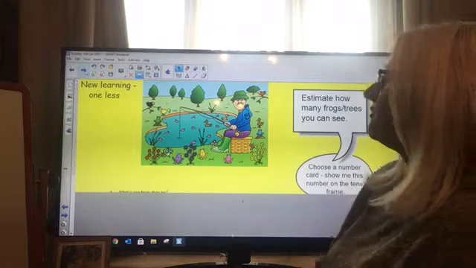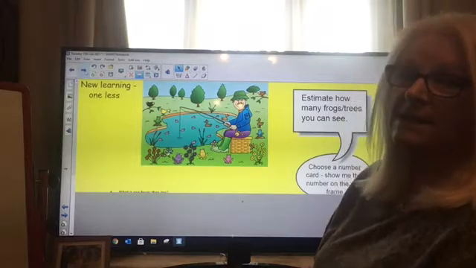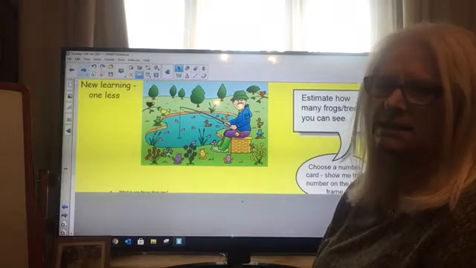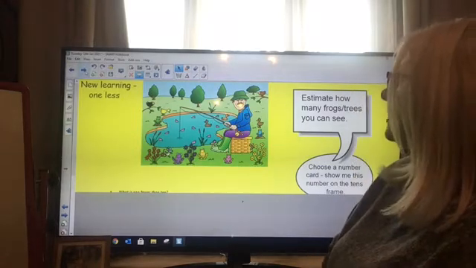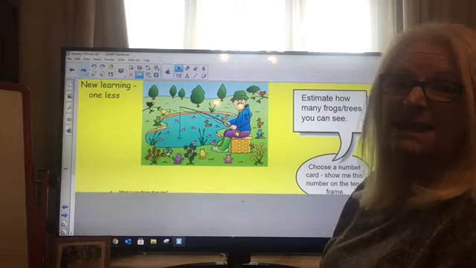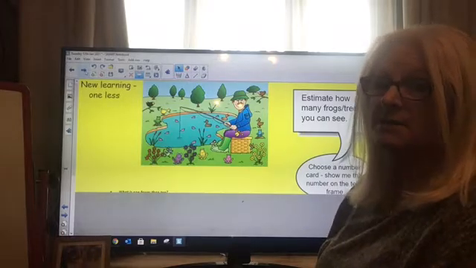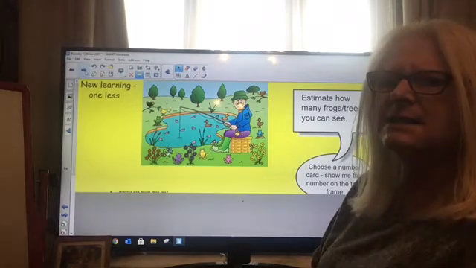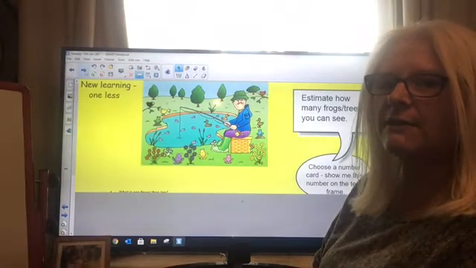Now that pond's not that big. So if you were going to say 100, I don't think that's an estimate because it's not a sensible guess. If you were going to say 1, I don't think that's a sensible guess either, or an estimate, because I can see more than 1. Have an estimate. Have a sensible guess. How many little fishes do you think there are?